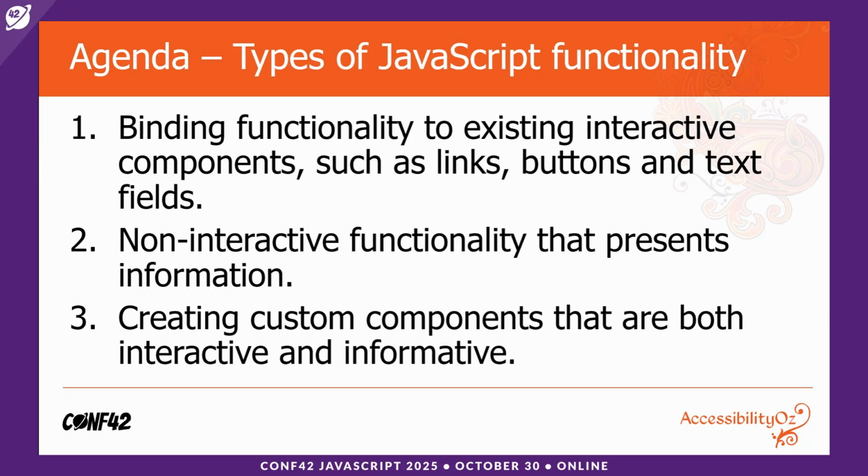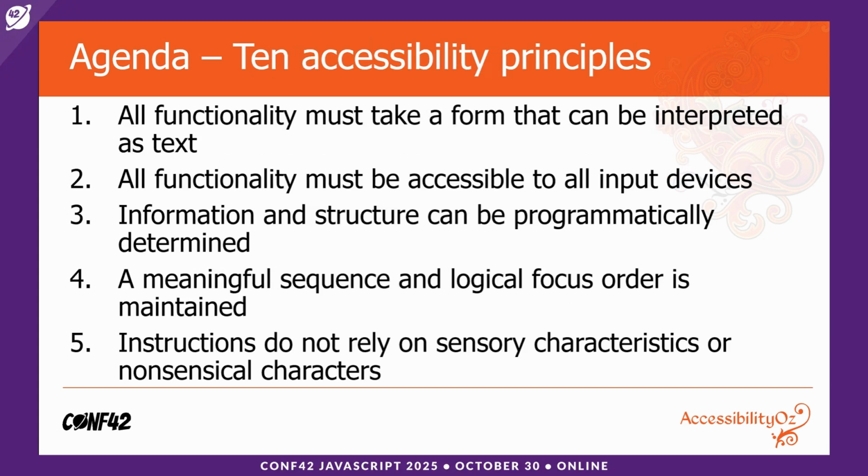In conclusion, as we talked about, there are really three types of JavaScript functionality. First, binding functionality to existing interactive components, such as links, buttons, and text fields. Non-interactive functionality that presents information, and creating custom components that are both interactive and informative. There are 10 accessibility principles.